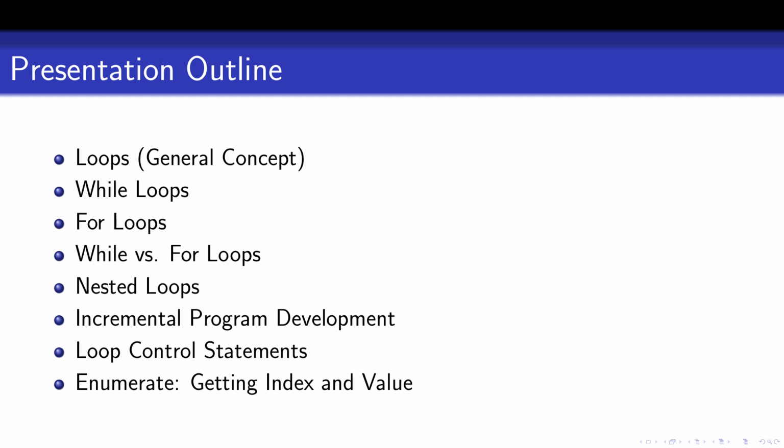After that, we'll shift focus to loop control mechanisms, including the break and continue statements, which alter the normal flow of a loop. We'll conclude with the enumerate function, which provides a cleaner and more Pythonic way to access both the index and the value during iteration. This structure ensures that we cover not only the mechanics of loops, but also best practices for using them effectively.